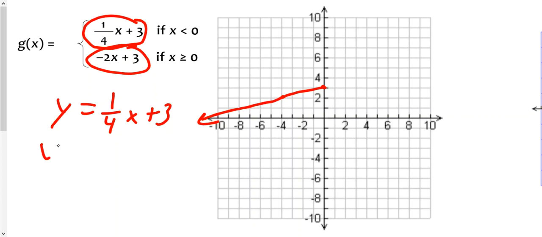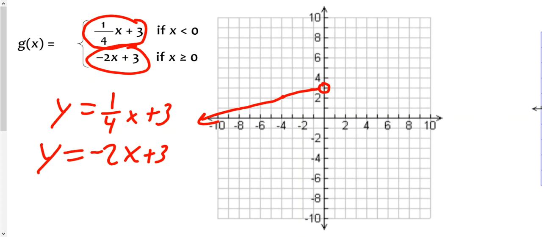Now the second one is y equals negative 2x plus 3. Now I should have mentioned this earlier, but for this first one, it's actually not defined when x is 0. So really there should be an open circle at 0, 3, at that y-intercept, because the 1/4 x plus 3 is not defined there. That's only for x less than 0, not when x is equal to 0.